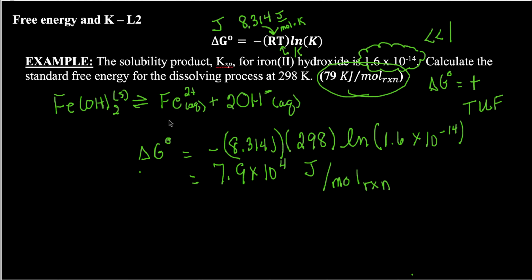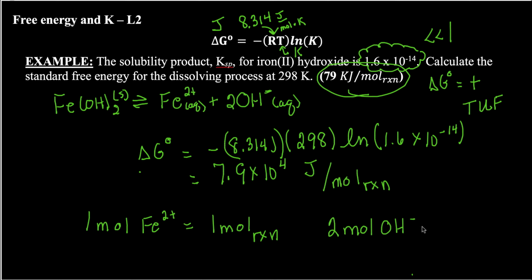Now just as a reminder, if I wanted to do further calculations, I'm going to form 1 mole of iron 2 plus for every 1 mole of reaction. And I'm going to form 2 moles of hydroxide for every 1 mole of reaction. So if you ever had to get that mole of reaction to cancel, those are the coefficients, the conversion factors, that you would use.